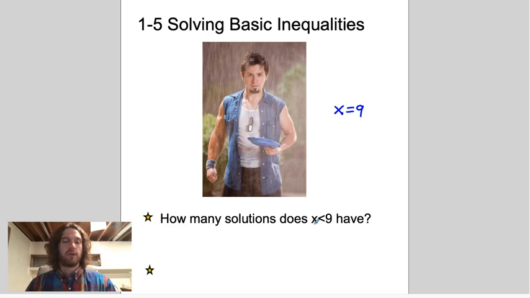There's a couple. 8, 7, 6, 5, 4, 3, 2, 1, 0, -1, -2, -3, -5,000. How about 1.2, 1.0000007? There are a lot of numbers that are less than 9. So the answer is there are an infinite number of numbers that are less than 9. This is an inequality, and they have lots of solutions. Equations can also have lots of solutions, but linear equations usually just have one solution. Inequalities usually have an infinite number of solutions.